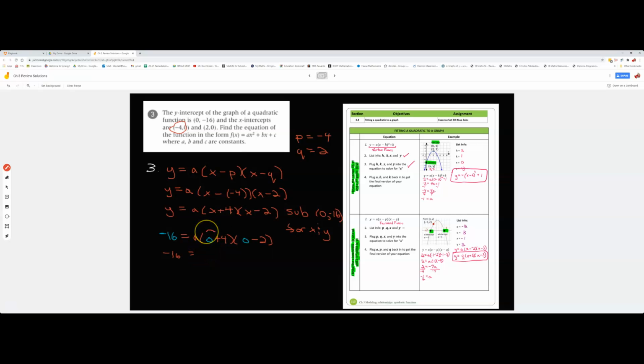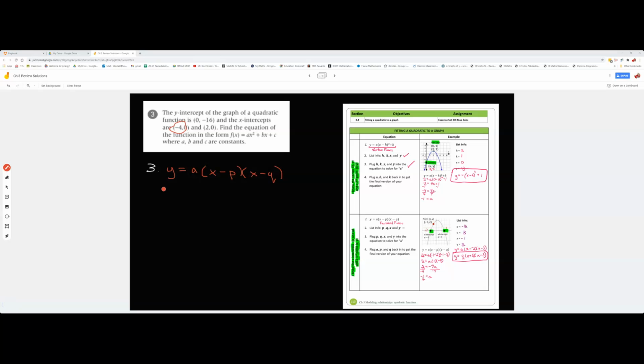So this would be 4, and this would be -2, so that's -8A. So A is going to be +2, -16 divided by -8, +2. Now I can plug that into my original equation up here, with my P and my Q, multiply it all out to get my equation in vertex form, or in general form, sorry.